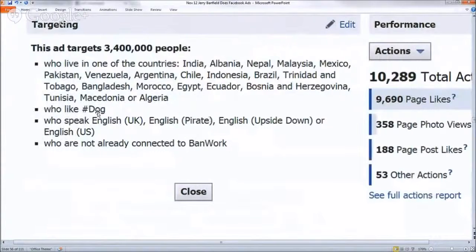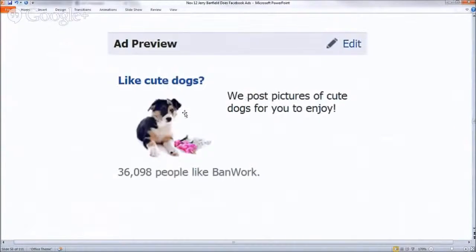This is exactly how I made the ads. 9,600 page likes, targeted to people that like dogs, who speak English, who are not connected to Bandwork, in the countries I knew where the ad costs are low. I used stock photos to ensure I didn't have any copyright issues.